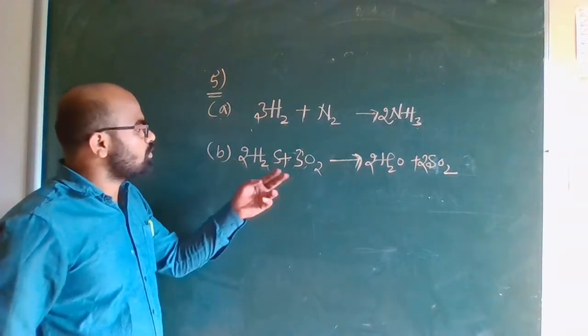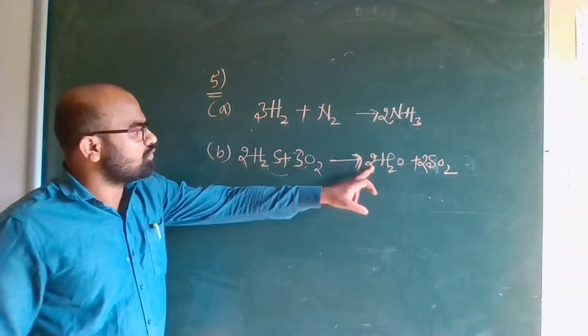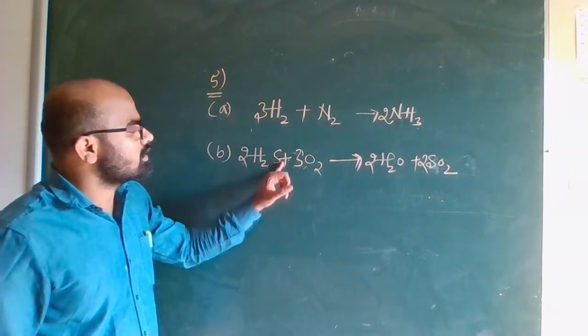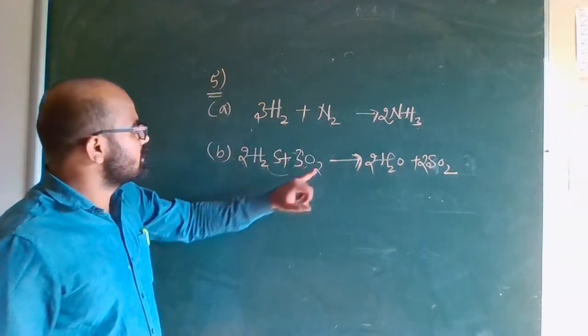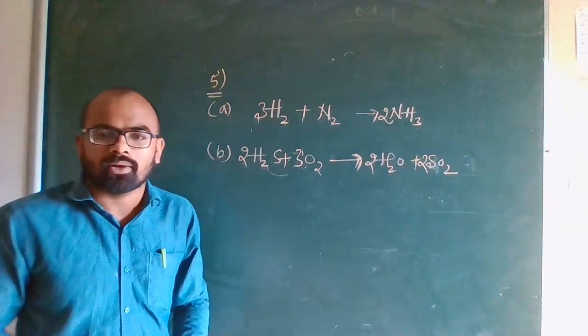2H2S plus 3O2 will give 2H2O plus 2SO2. See 4H, 4H this side also. 2S, 2S this side also. 6 oxygen. So 4 oxygen and 2 oxygen. Yes, 6 oxygen. This side also it is balanced.